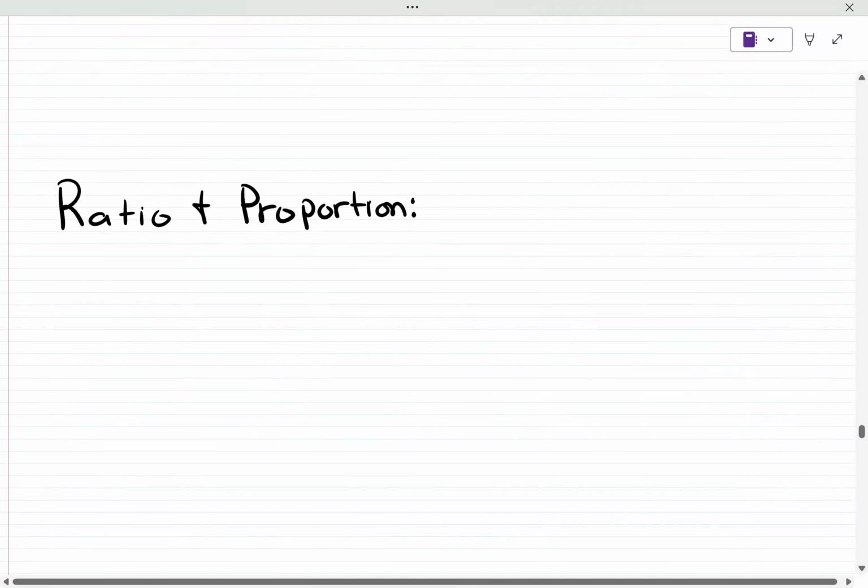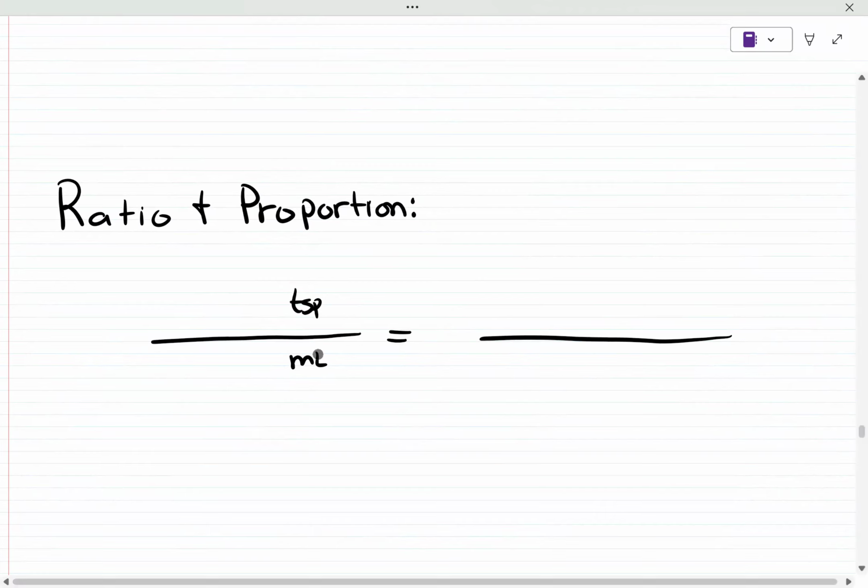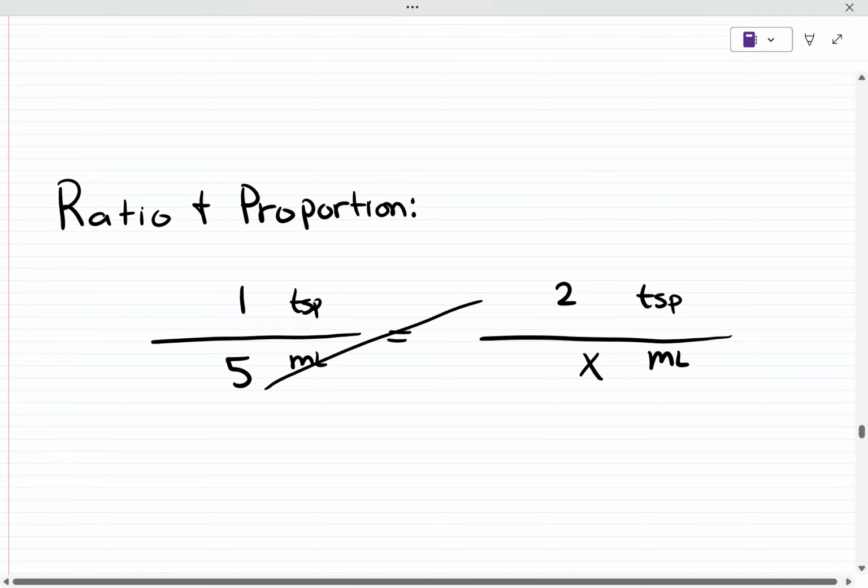Okay, ratio and proportion. You could put teaspoons on the top and milliliters on the bottom. For 1 teaspoon, there are 5 milliliters, and for 2 teaspoons we want to know how many milliliters there are. Cross multiply, so that's 5 times 2, and x is 10.